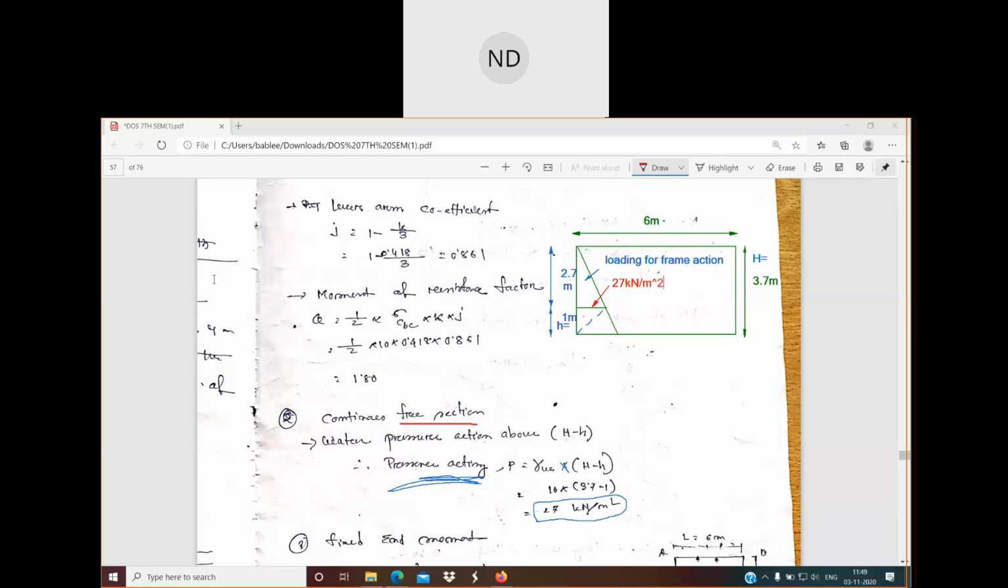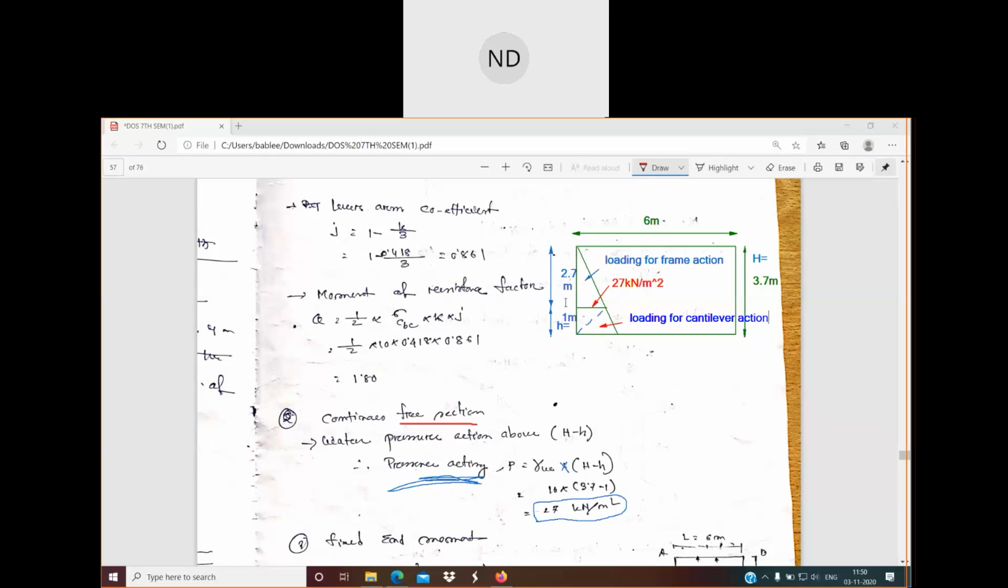This portion is a cantilever action here. This is your loading for cantilever action here, this portion, and this is your loading for the frame action, the continuous frame which we are going to use.